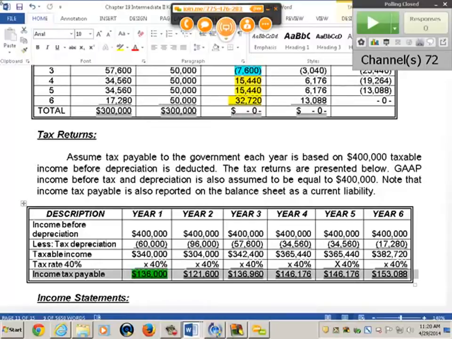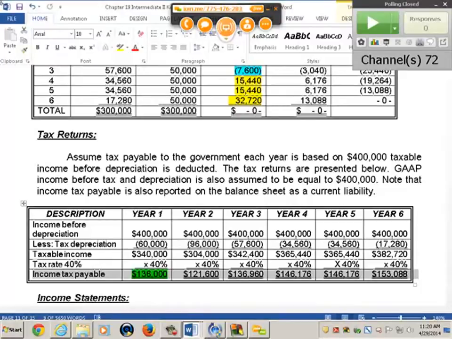Now, does it make sense to have an increasing tax expense? Just again, let's think about this from the standpoint of preparing financial statements for a financial analyst. The analyst knows 3 things. 1, tax rate is constant at 40%. Depreciation's constant at 50,000. Income is constant at 400,000. Why should the tax change? It shouldn't. It should be the same.